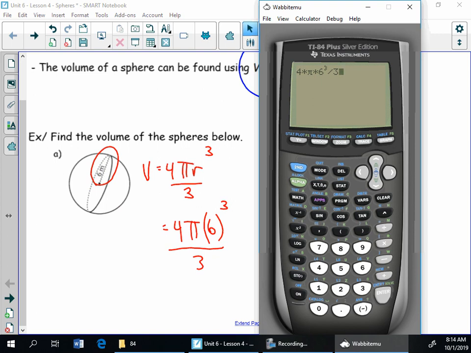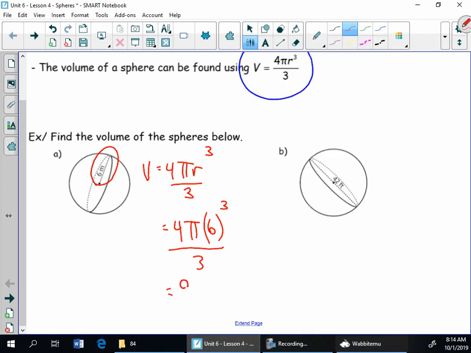If you did it right, you should get 904.78, let's call that. And our units are meters, cubed. That's it. There's the sphere. That's all we have to do. And I'll get you guys to try this next one here.